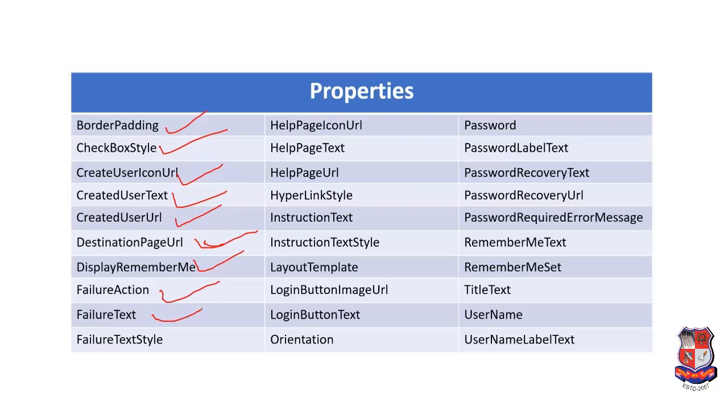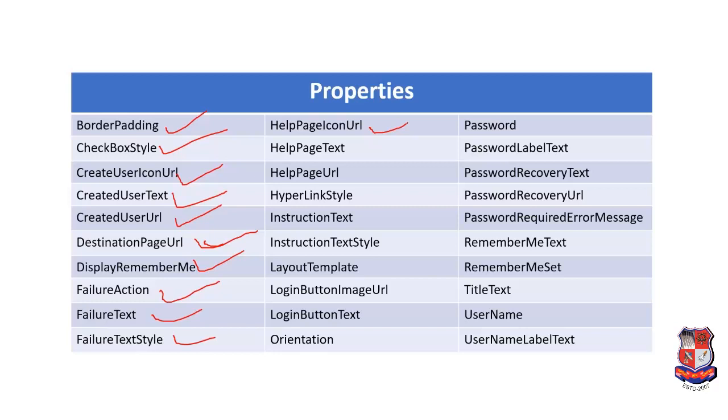Next is failure text. It retrieves or specifies the text displayed when a login attempt fails. Next is failure text style. It retrieves the reference of style properties to define the look of the failure text. Next is help page icon URL. It retrieves the location of an image to display the link to the login help page.